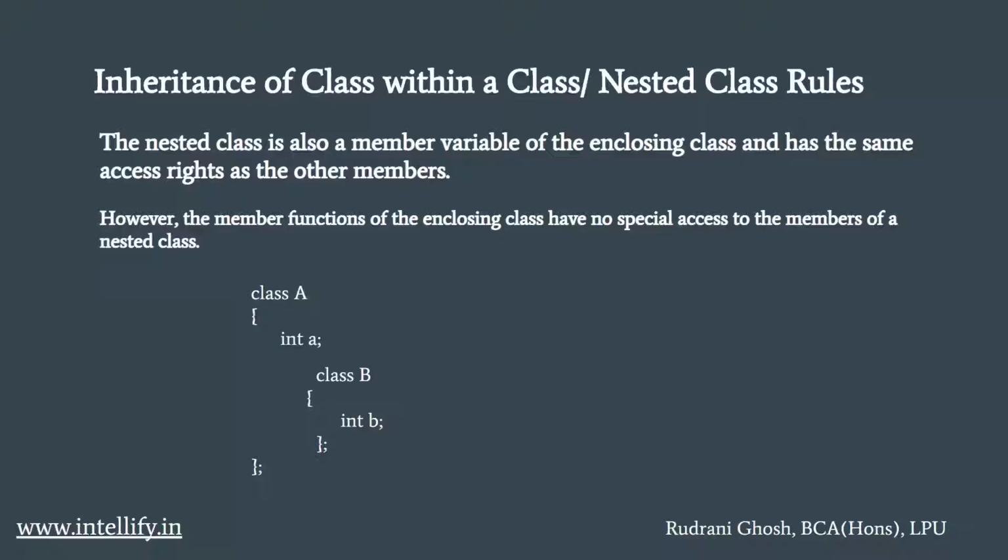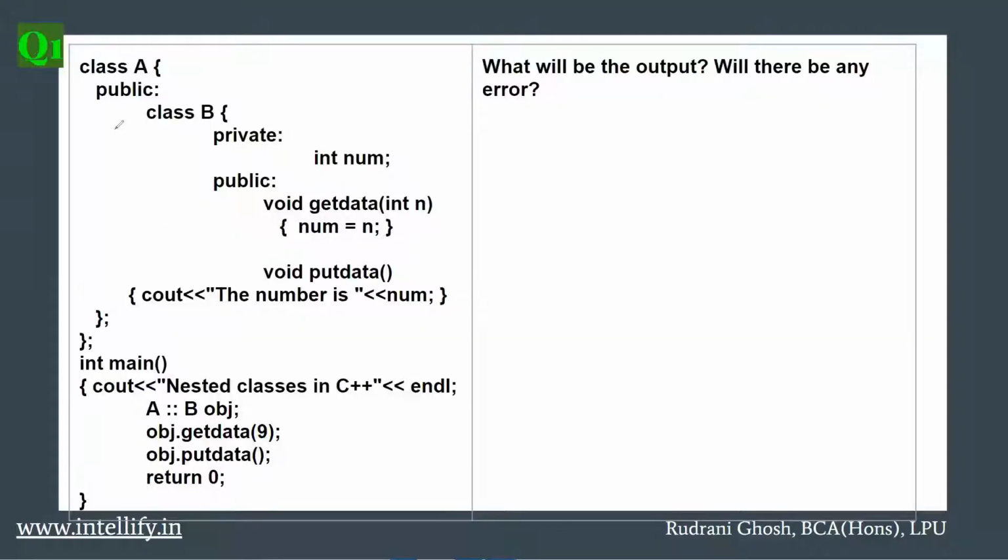We'll understand all this with the help of examples. There's a class A and we have an access specifier defined inside class A, after which we have declared class B. That means the scope of B is public. Inside B, we have int num, which has private scope. Then publicly, we have defined void getData and passed a parameter int n. We have initialized the value of num with n. We have another function, void putData, where we are printing the value of num.